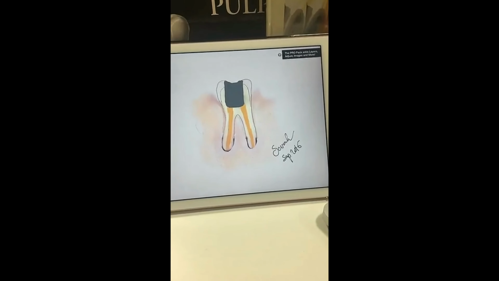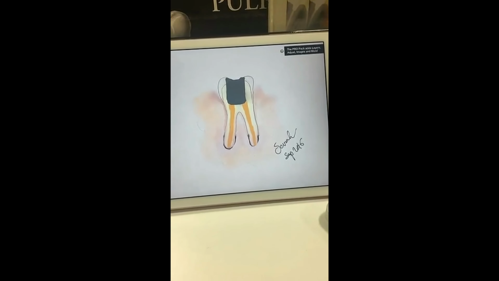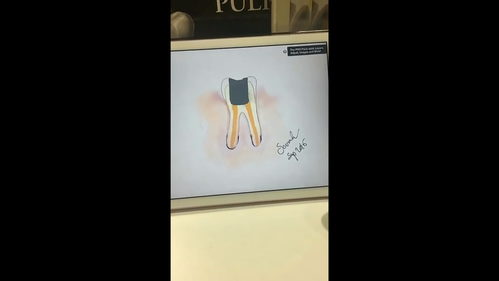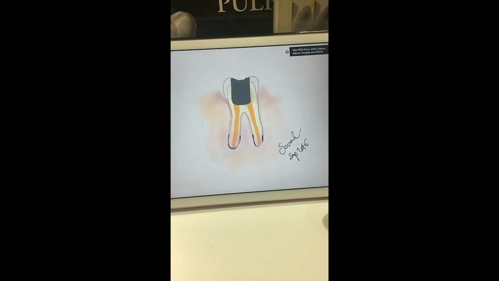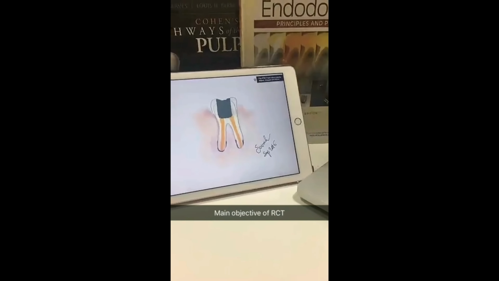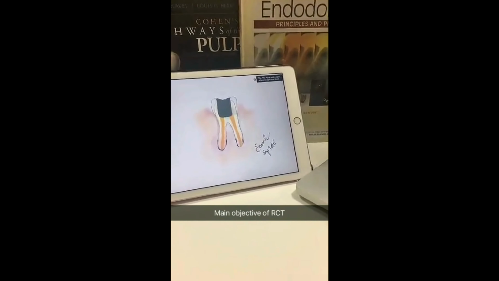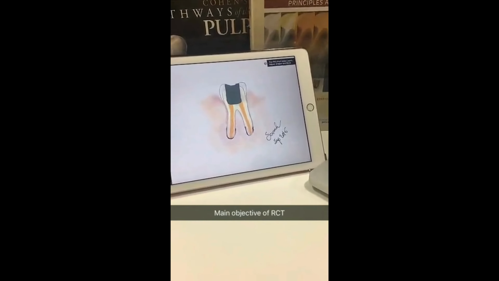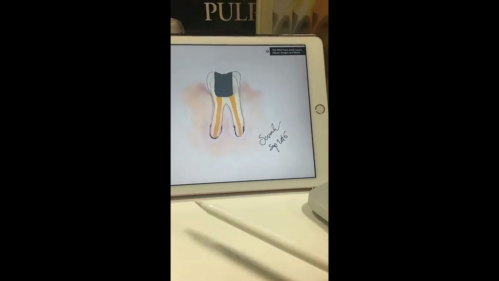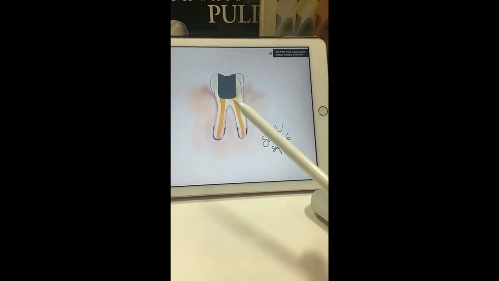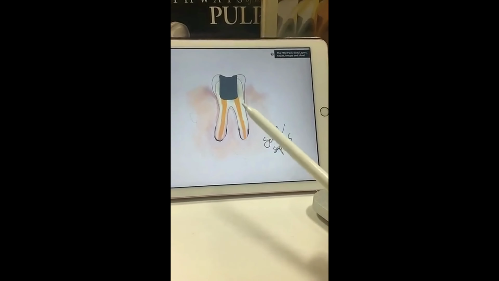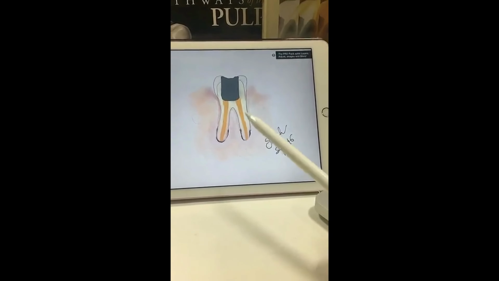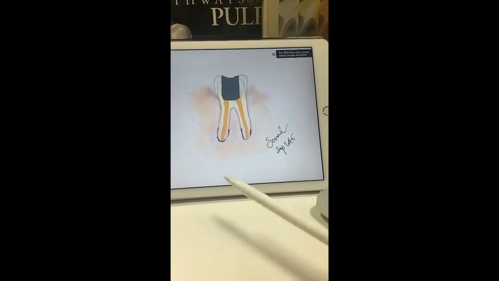At the beginning of each lecture, I always like to remind myself and remind the students of the main objective of root canal treatment. The main objective of root canal treatment is to create a good environment for periapical healing. And this objective can be achieved with biomechanical preparation, microbial control, and finally obturation.